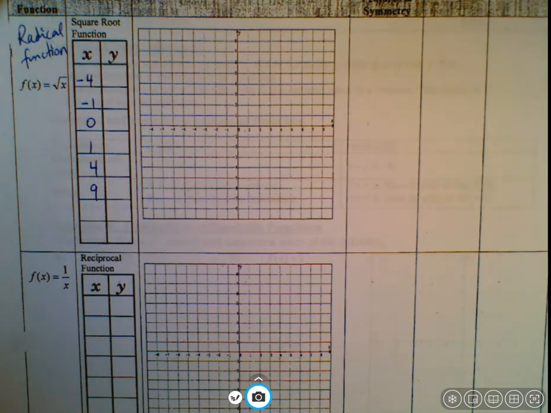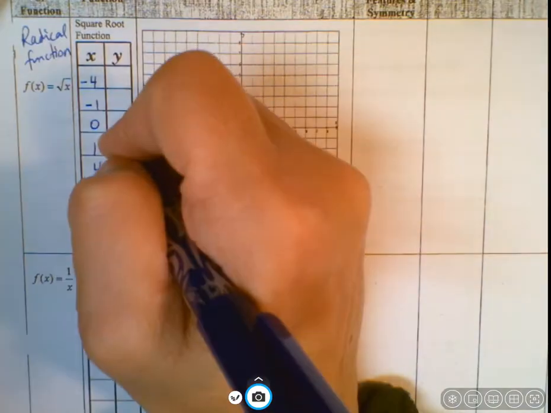So I've conveniently chosen numbers that are perfect squares so that the y's will be whole numbers. So what is the square root of 0? It's 0. Square root of 1 is 1. Square root of 4 is 2. Square root of 9 is 3.